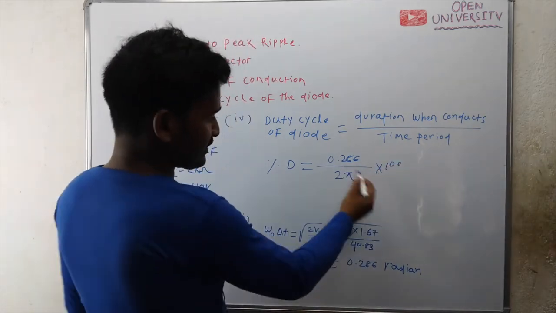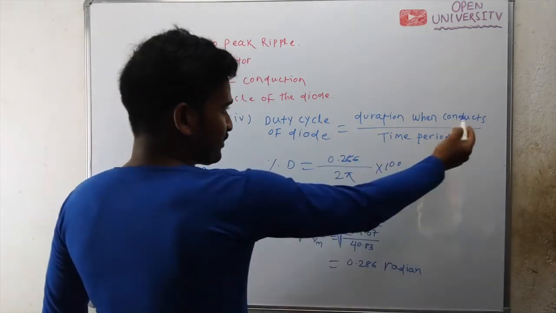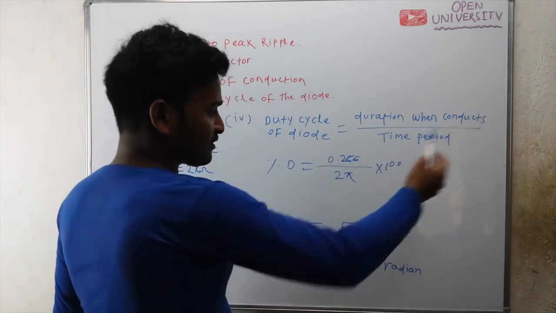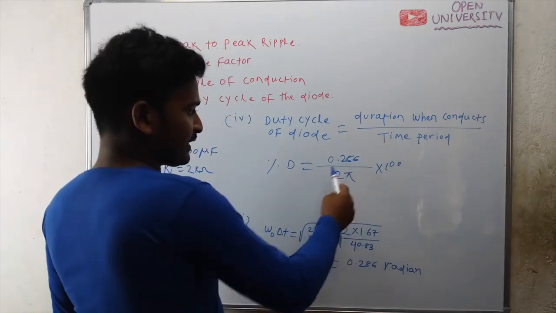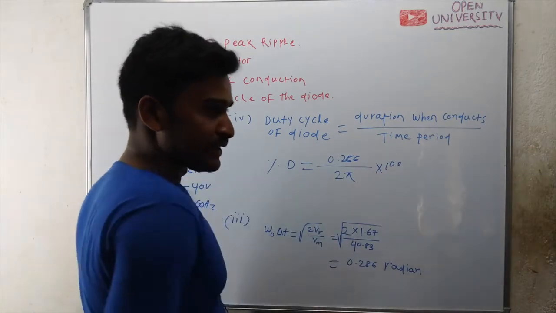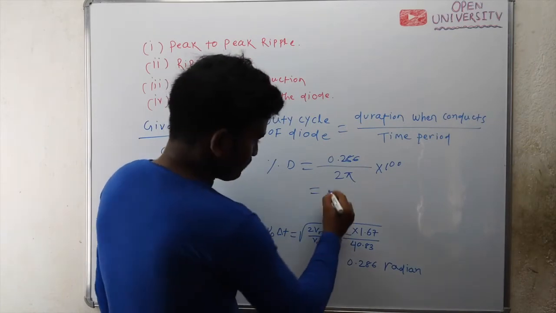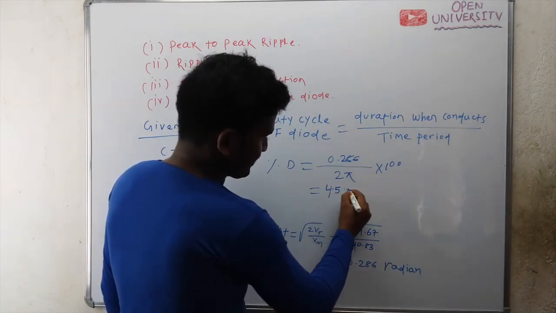I am writing the duration when the diode conducts in radian, so I will also write the time period of the input signal in radian, that is 2 pi. Then it will be 4.5%.